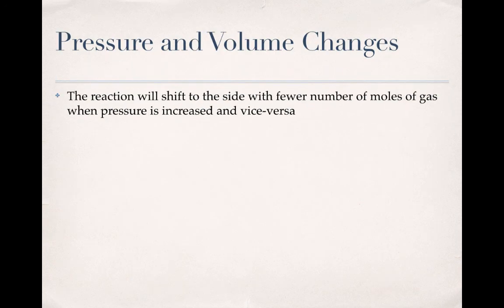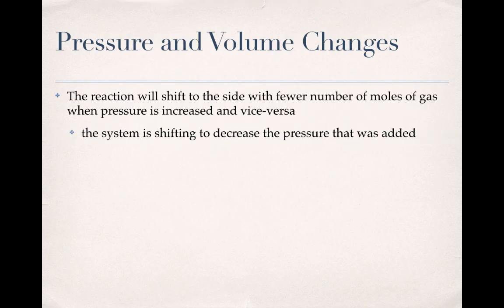The reaction will shift to the side with the fewer number of moles of gas when pressure is increased, and vice versa. If we are increasing the pressure by lowering the volume, that increases the pressure on the system. Le Chatelier's principle says that the system wants to offset that increase, and so the system is going to shift in order to decrease the pressure that was added. In doing so, it shifts to the side with the fewest number of moles of gas.